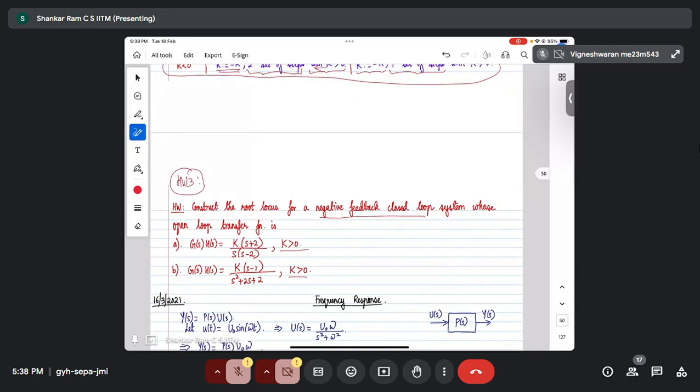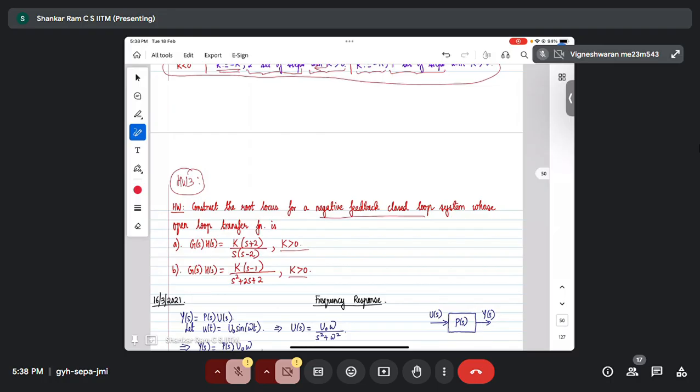In the first problem, we have the open loop transfer function to be k times s plus 2 divided by s times s minus 2. So the open loop poles are at 0 and 2, and the open loop zero at minus 2. You need to plot the root locus there. In the second problem, the open loop transfer function is k times s minus 1 divided by s squared plus 2s plus 2. There's an open loop zero at 1, and you're going to have complex conjugate open loop poles at minus 1 plus or minus j.